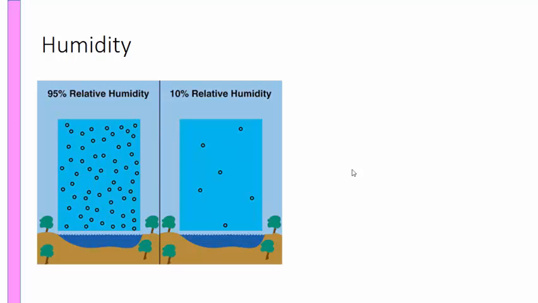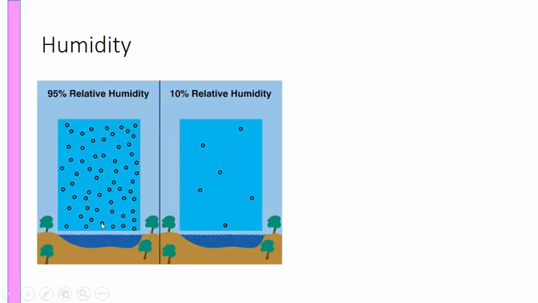Let's talk about those ambient conditions a little bit more with the humidity, because I think humidity is a little bit more of a confusing topic. Humidity is how much water vapor there is in the air. So on the left here, if we have 95% relative humidity in the air, that means we have a lot of water molecules in the air. On the right, if it's only 10% relative humidity, that means we have very few water molecules in the air.